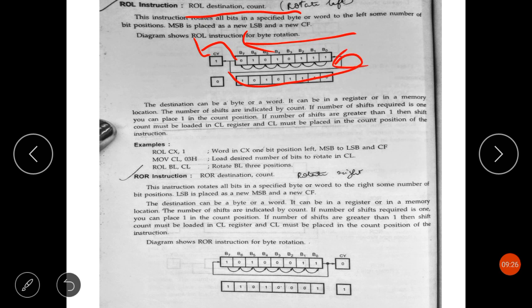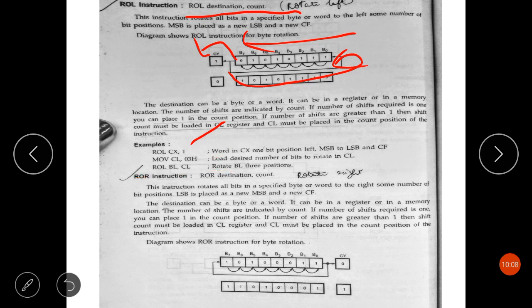So the ROL instruction rotates the content of the destination bit by bit towards the left. If the number of rotations we need is 1, we can directly mention 1 in place of count. If the number of rotations we need is more than 1, we need to store that count in the CL register and mention the CL register in place of count, like ROL BL, CL. So BL is the destination and CL refers to the count, which the CL register will store.